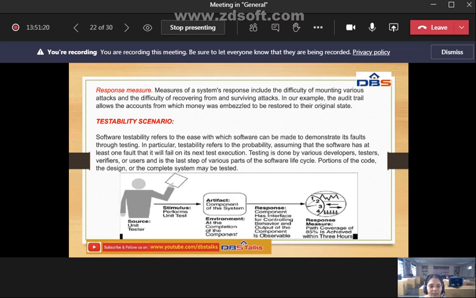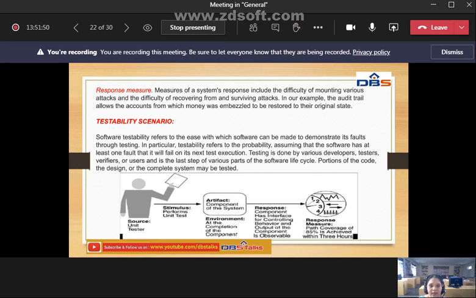Next, testability scenario. Testability we already know. What is testability? Software testability refers to the ease with which software can be made to demonstrate its faults through testing. We need to avoid the faults, so we demonstrate the faults through testing. That is software testability. So, it is very easy to identify the faults.